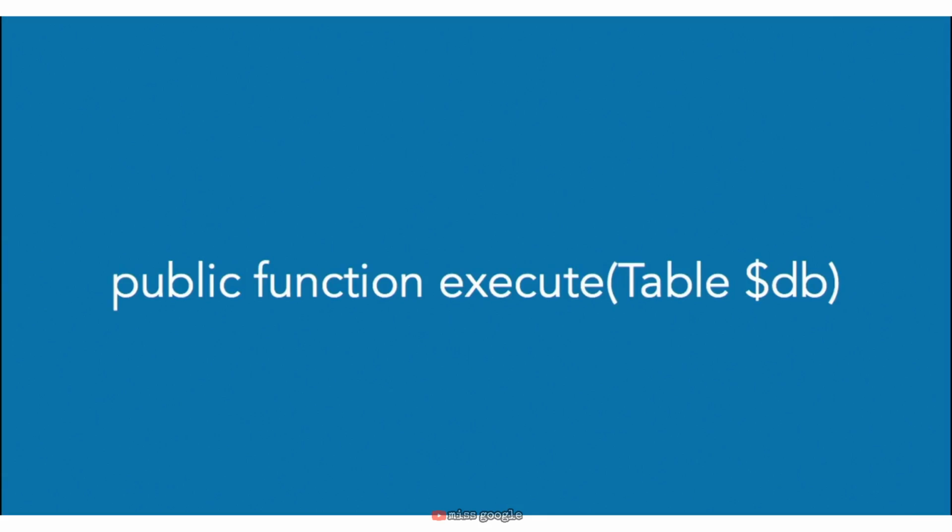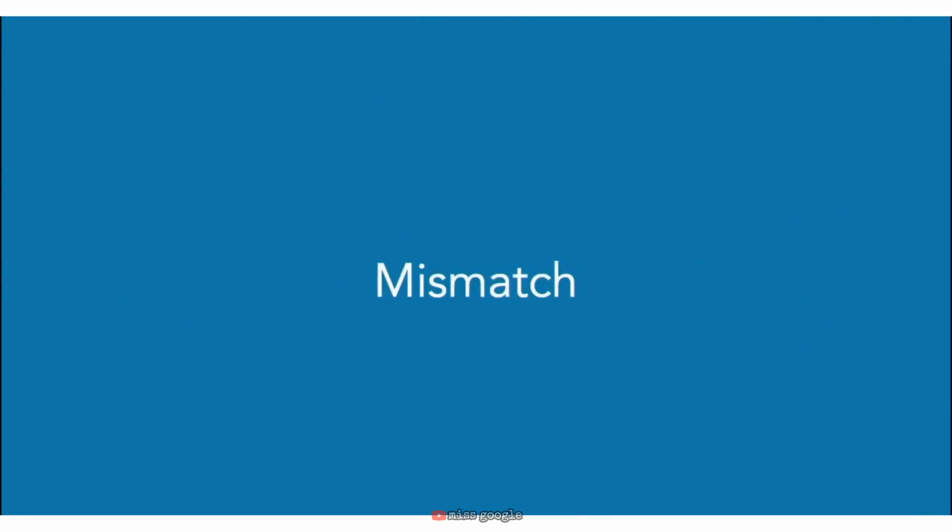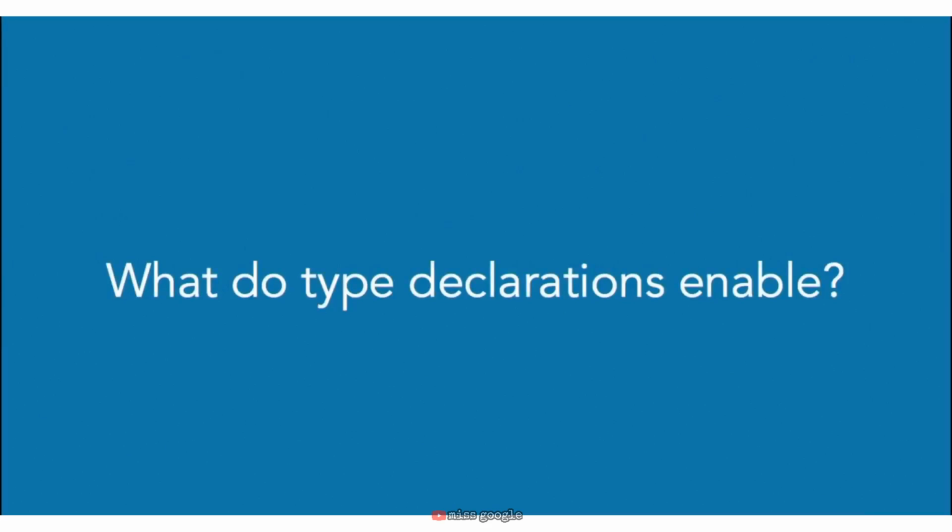So in our earlier work, we can type hint to our abstract class table and ensure that we have whatever methods our abstract class or interface or even a real class provides and work with. What happens when you pass something that doesn't match the type declaration? We call this a mismatch. In PHP 5, a recoverable fatal error will be thrown, and starting in PHP 7, a type error exception will be thrown. So what do type declarations enable?